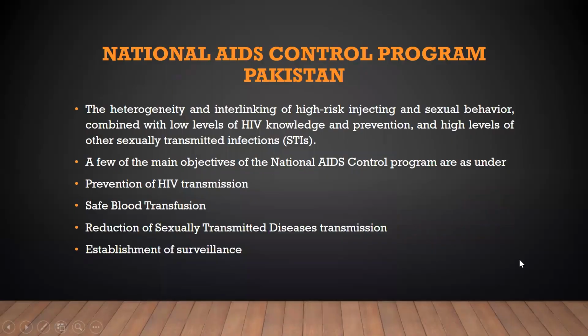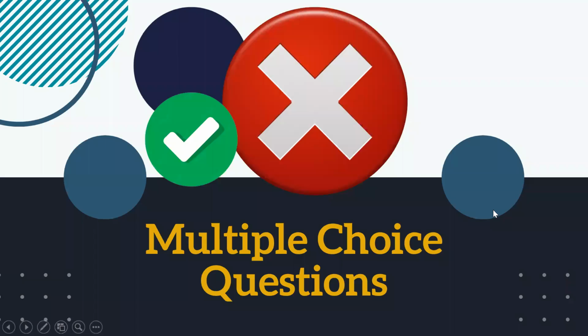The National AIDS Control Program, Pakistan. There is heterogeneity and interlinking of high-risk injecting and sexual behavior, combined with low levels of HIV knowledge and prevention and high levels of other sexually transmitted infections. A few of the main objectives of the National AIDS Control Program are as under. Number 1, prevention of HIV transmission. Number 2, safe blood transfusion. Number 3, reduction of sexually transmitted disease transmission. And number 4, establishment of surveillance.